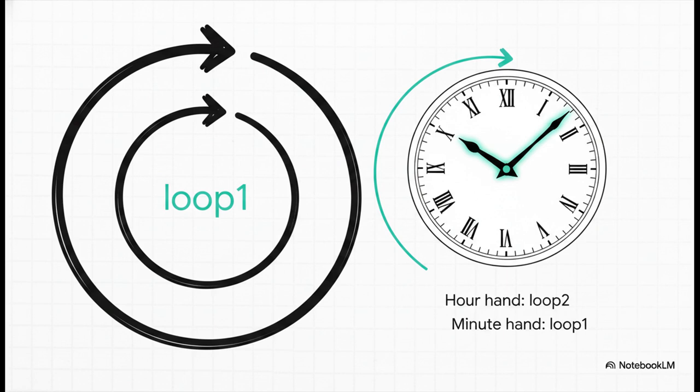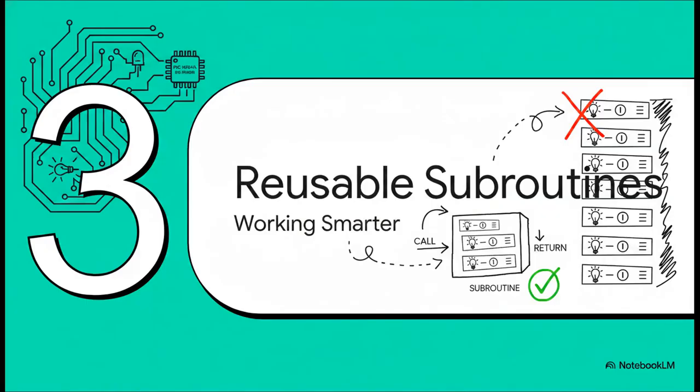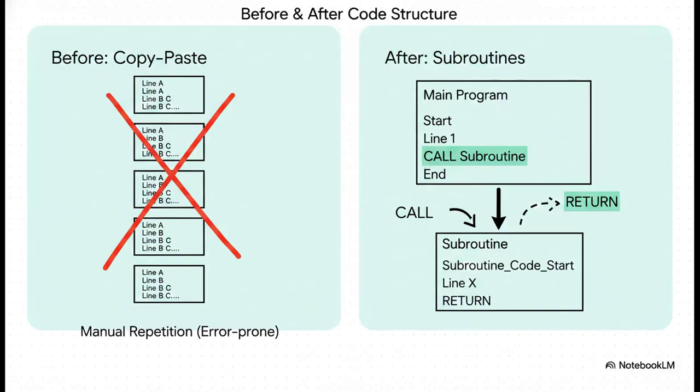It's kind of like the minute hand and the hour hand on a clock, working together to create a highly visible human-scale pause of several seconds. Pretty cool, right? All right, Section 3, building reusable subroutines. Working smarter. Okay, so we've solved the delay problem, but now our code is getting a bit messy. If we want the LED to turn on, wait, turn off, and wait again, copying and pasting that nested loop over and over makes our code incredibly bloated and super hard to read.